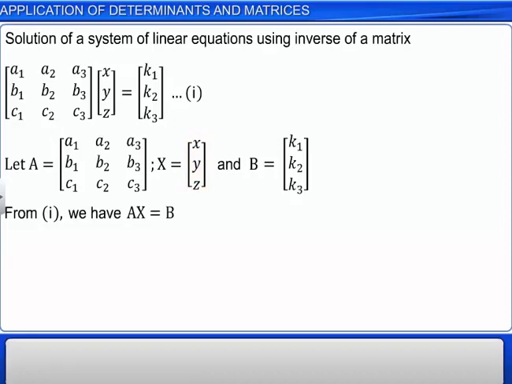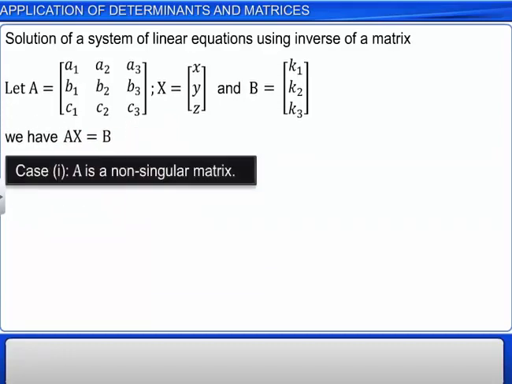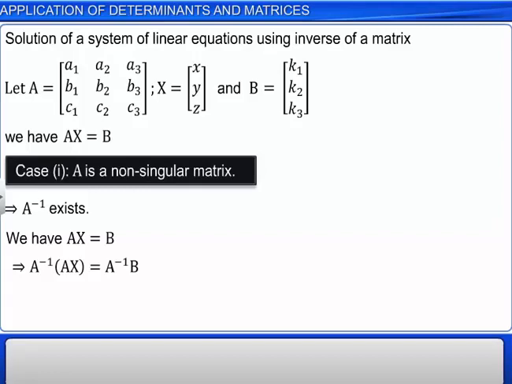2 cases arise while solving this equation. The first case is if the coefficient matrix A is non-singular. If A is a non-singular matrix, then A inverse exists. Multiply both the sides of the equation AX = B by A inverse. We get the equation as shown. On simplifying, we get X = A inverse B.